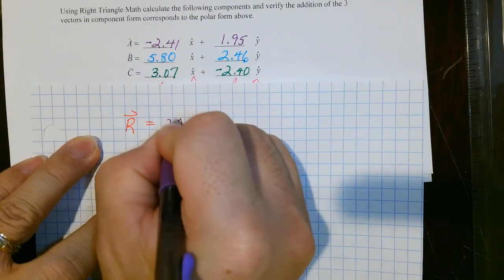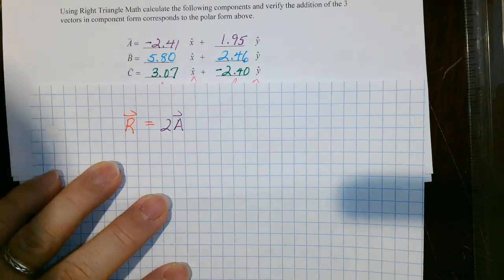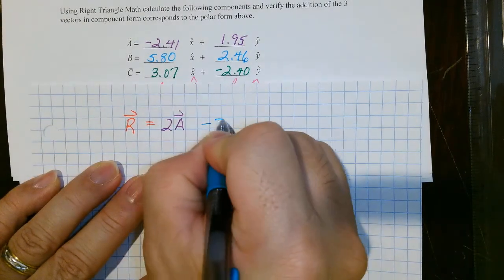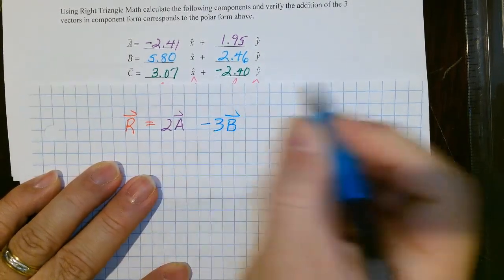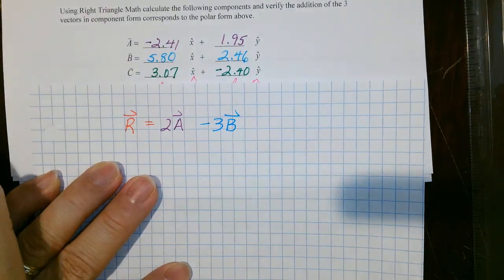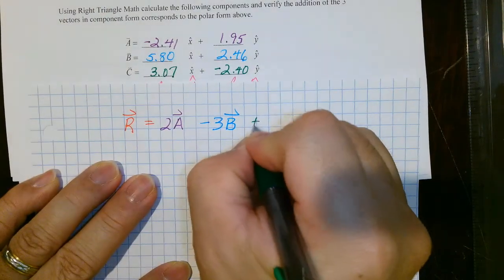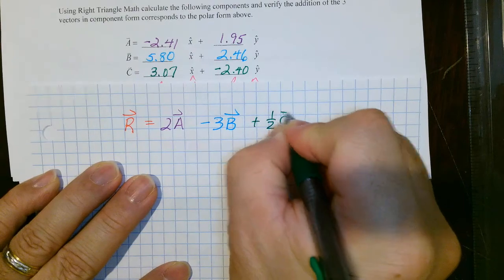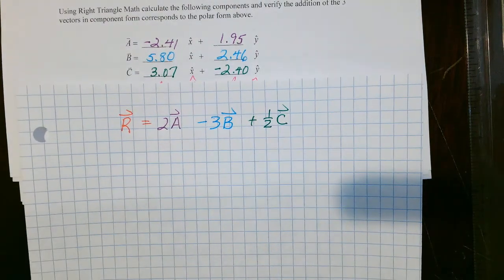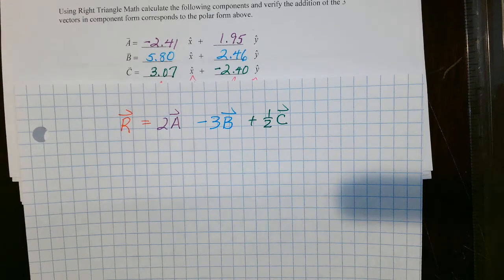2A minus 3B plus 1/2 C. Let's do this algebraically without even using rulers and protractors. I would like you to add these three, 2A vector minus 3B vector plus 1/2 C vector, algebraically. Okay?